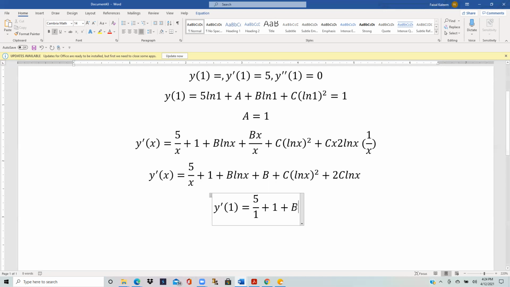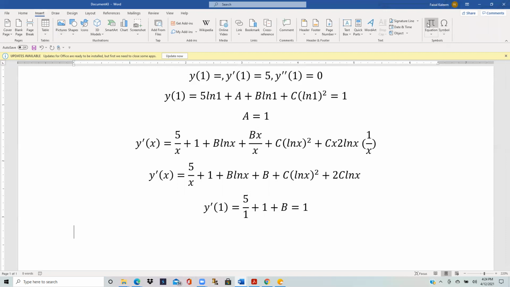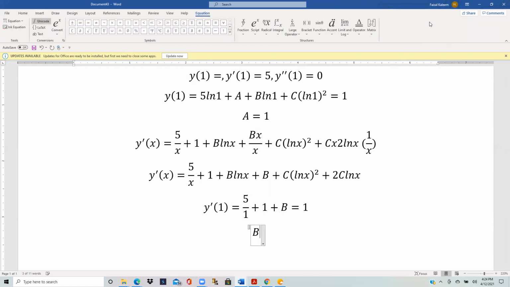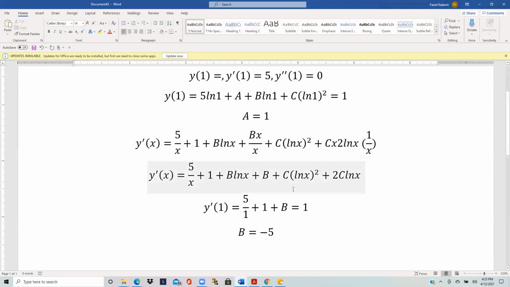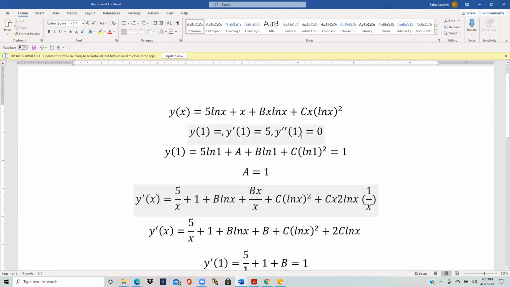And this will go away because ln 1 is 0. And now y prime 1 was also given to be 1. And so from here, b will be -5. This one and this one will cancel out, and this 5 will go on the right side to give -5. So b is -5. And lastly, once I have b equals -5, I can already substitute the value here.